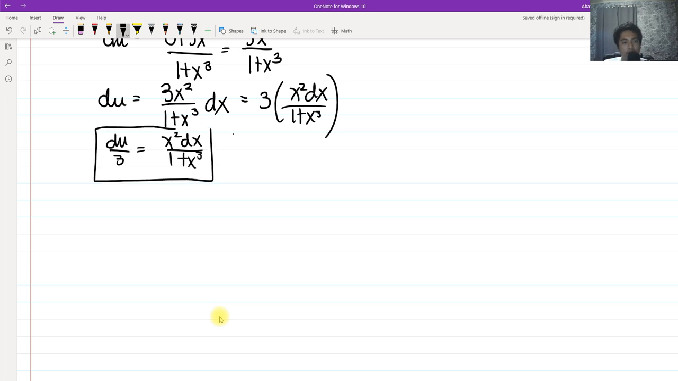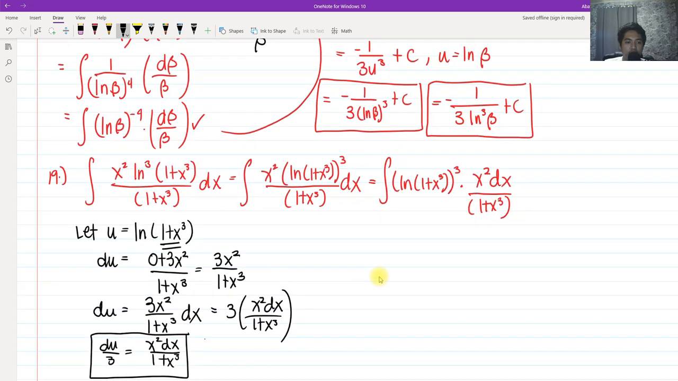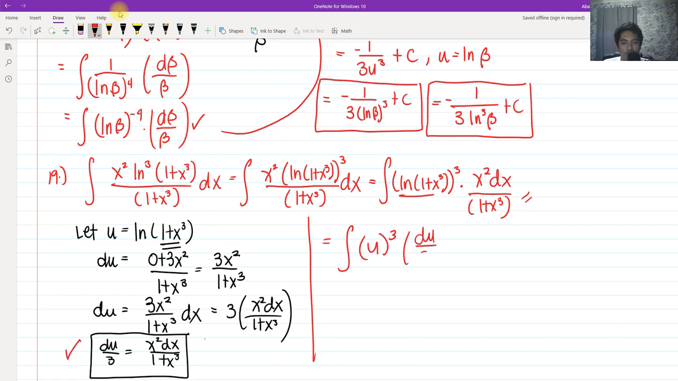And now I can perform u substitution, simply because I can substitute the values of u and du in the integrand. So we have now the integral of u, because we have chosen ln of 1 plus x cubed as our u. Take note, it is raised to 3, so u raised to 3. And then we have x squared dx all over 1 plus x cubed, which is technically equal to du all over 3.